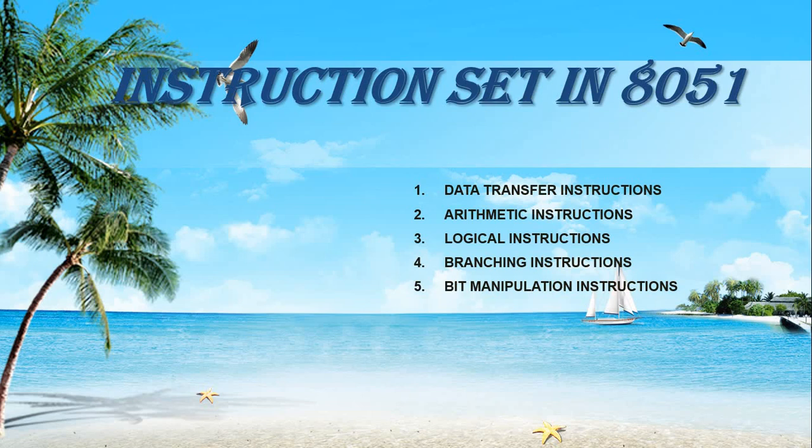These instructions are of some types. Mainly they are classified into five types: data transfer instructions, arithmetic, logical, branching, and bit or Boolean manipulation instructions. Apart from this, we also have conditional instructions, unconditional instructions, and rotating instructions, that is, shifting operators. In this session we are going to discuss the various types of instructions we use in 8051.